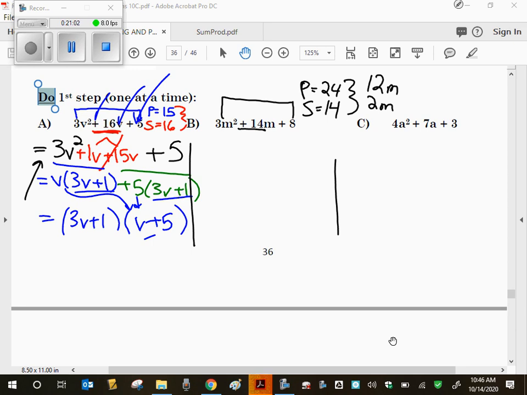I'm going to call that step 1. Sum product, we found the two numbers. Now step 2, create a grouping question. Turn the middle term into 2 terms, making the trinomial into 4 terms. I'll give you 30 seconds to do that.